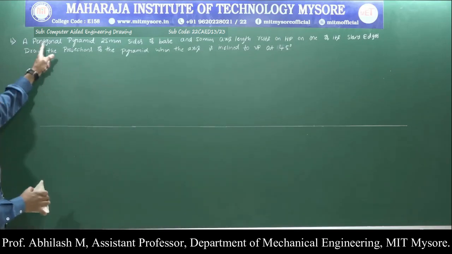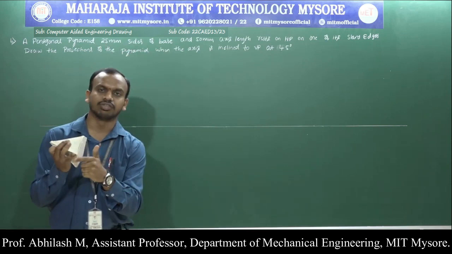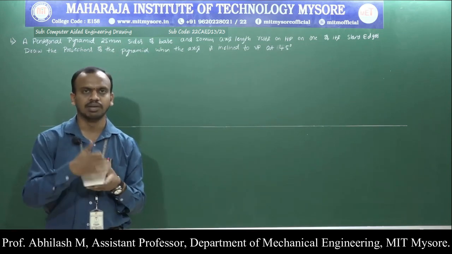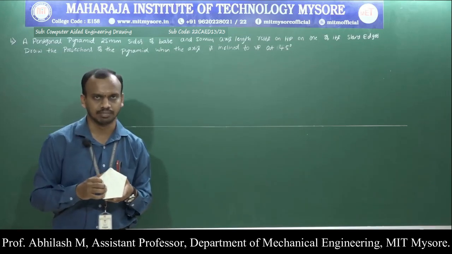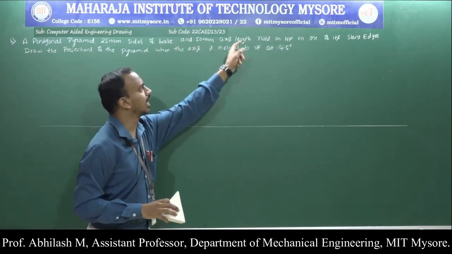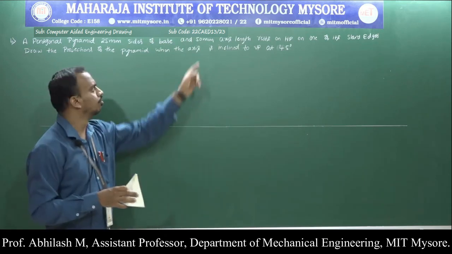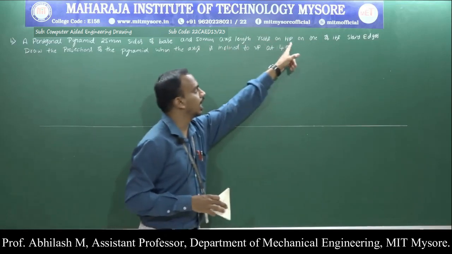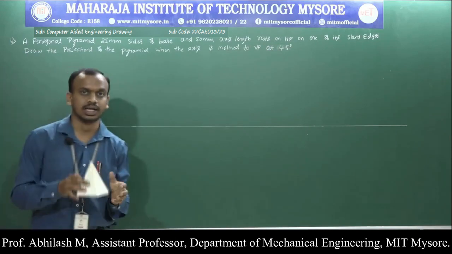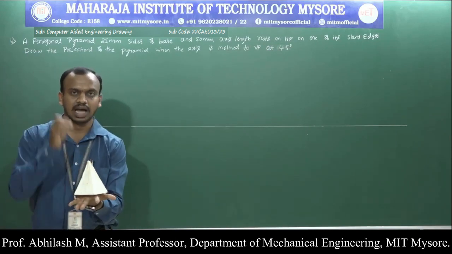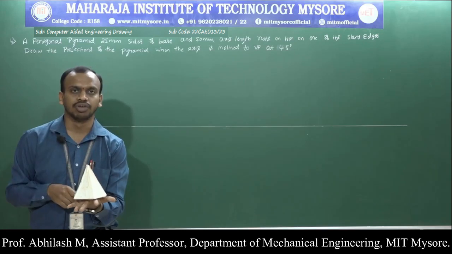It states that a pentagonal pyramid with 25 millimeter sides of base. Each side of the base is 25 millimeter. A pentagon will have 5 sides, and each side of the base is 25 millimeter, and 50 millimeter axis length. So the axis length of the particular pentagonal pyramid is 50 millimeter. It rests on HP on one of its slant edges. So this becomes very important for us. This pentagonal pyramid has to rest on one of its slant edges.